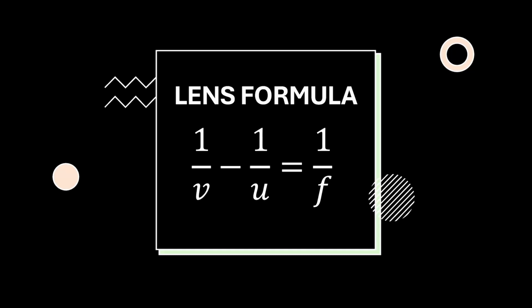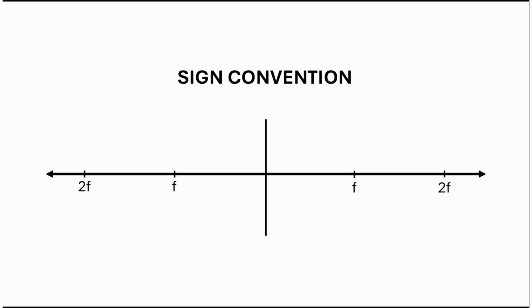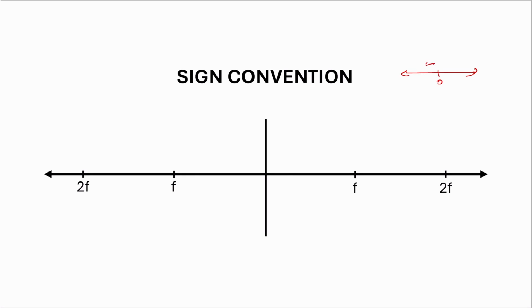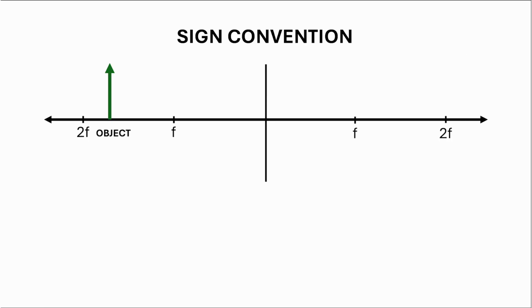In this video, I'll be covering the numerical problems based on lens formula. So first, let us deal with sign convention. Keep in mind, anything we deal with sign convention, think of it like a number line. If the middle is 0, then we refer to the left side as negative and the right side as positive. The sign convention works for both convex and concave.